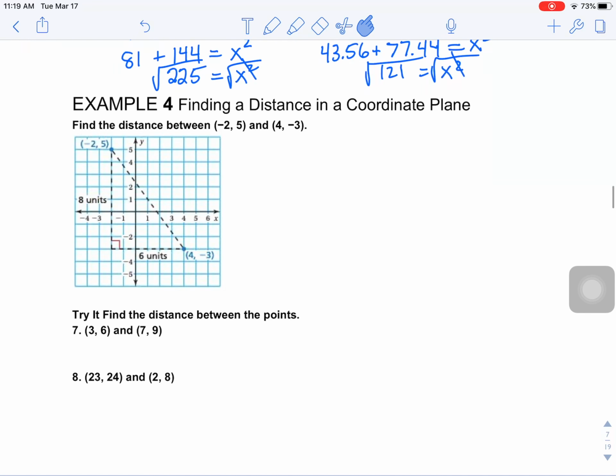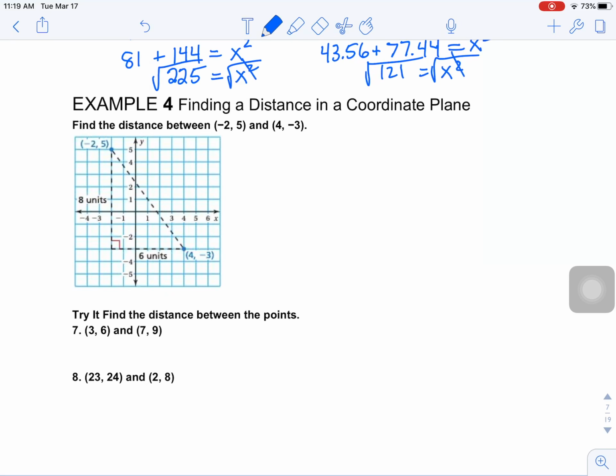Alright. On to example 4, which is our last example. Oh, nope. 2 more examples. Oh, this is a long one, right? Hang in there, guys. Same idea here in this problem. It says find the distance between (-2, 5) and (4, -3).